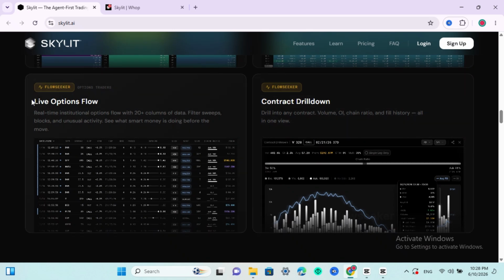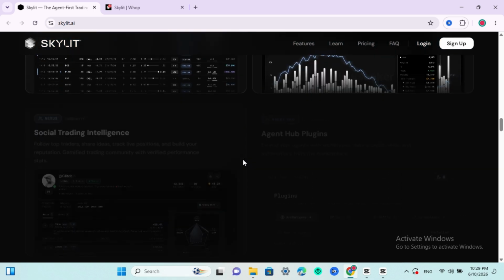One of the most important tools on the platform is Live Options Flow. This feature provides real-time options contract flow, allowing you to track institutional activity and smart money movements, including large trades and unusual activity. This helps you understand where capital is flowing before the market moves. Contract Drill Down is a tool that provides a detailed analysis of any options contract. It allows you to view trading volume, open interest, contract ratios, execution history, and many other key metrics. This gives you a complete and comprehensive overview of the contract you want to analyze.